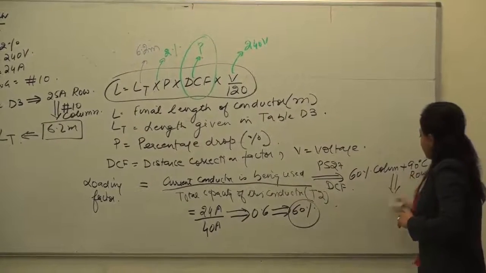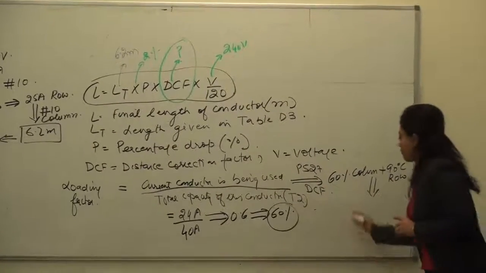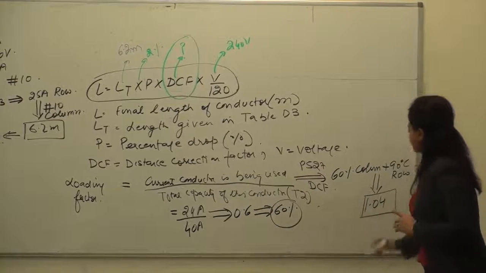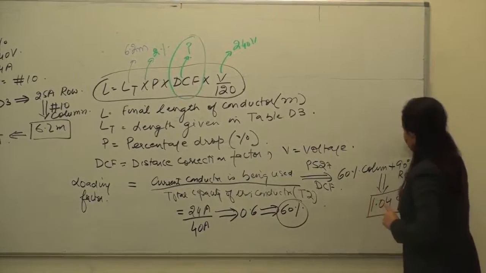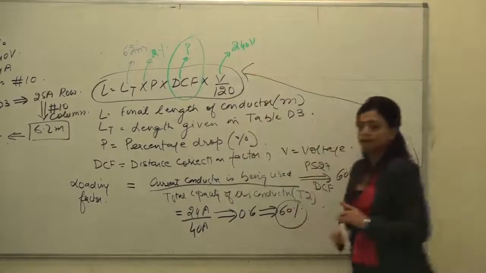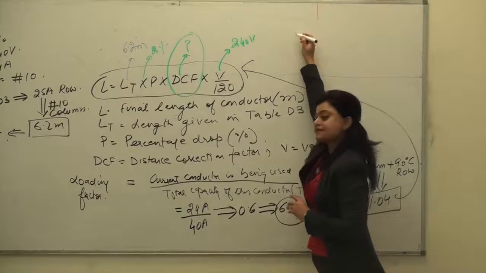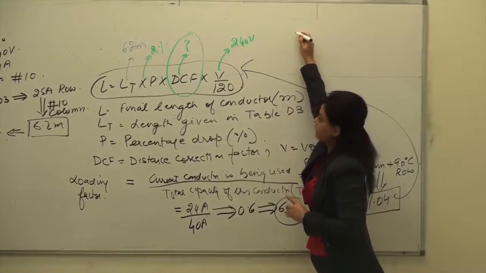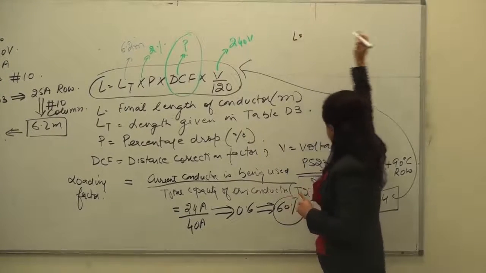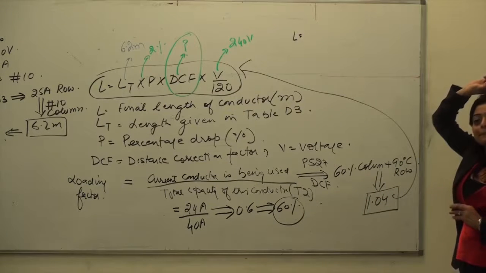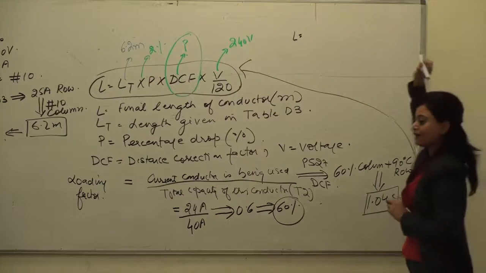What is my DCF? 1.04. So take this number and plug this value right here. It's 90 degree because it says the conductor is rated at 90. Is it 1.02 or 1.04? 1.04.